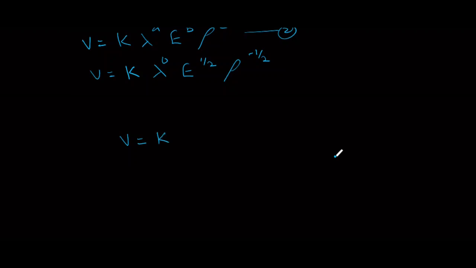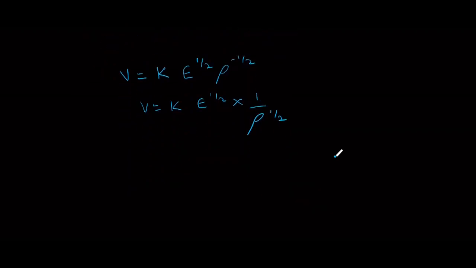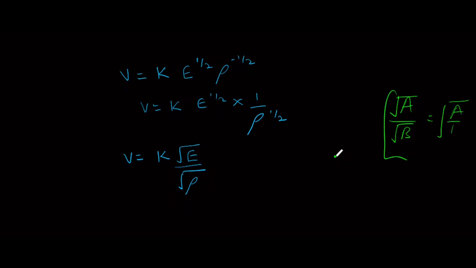v equals to k. Then we have E raised power 1 over 2, then density raised power minus 1 over 2. So we have v equals to k. In this case, we have E raised power 1 over 2, then density goes down, we have 1 over density raised power 1 over 2. So how we're going to do this is to write it in form of square root. That gives us v equals to square root of E over square root of density. We apply the law of surds that says since they're both having square root like this, we are having square root of A over square root of B. That will give us square root of A over B.